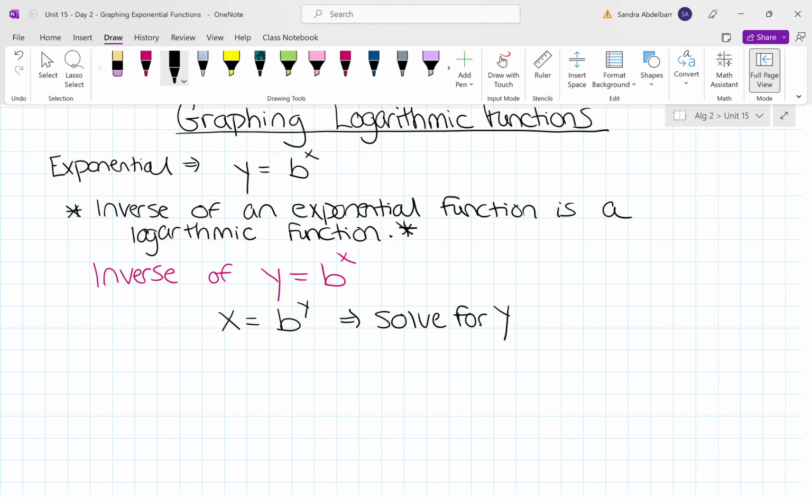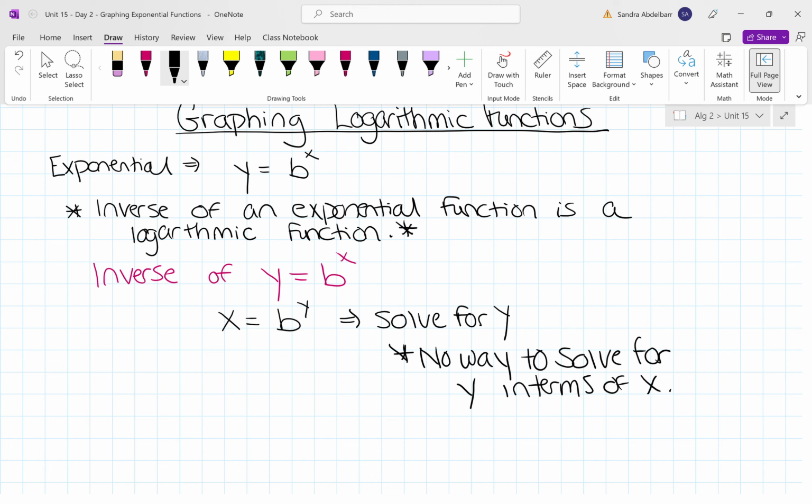Is there any way right now to solve for this y in terms of x? There's no way to solve this in terms of x. That's why we need to bring the log into this, because when we have an exponential, I can write any exponential as a log, right? And now we're not really dealing with exponents when we're in the log format. Let me show you what I mean.